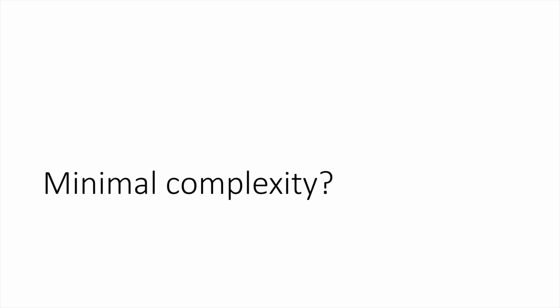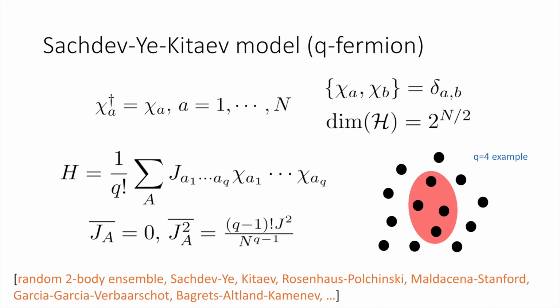Okay, so let me come to this main point, which is, what's the minimal complexity that we need to make this kind of emergent geometry? So I'll think about the SYK model. I'll just flash this again. You've heard about this several times today. I'll think also about this Q-fermion version of it, where I have Q of these fermions interacting at a time. And the only key point here is that every fermion talks to every other fermion. So every possible combination of interactions is present.